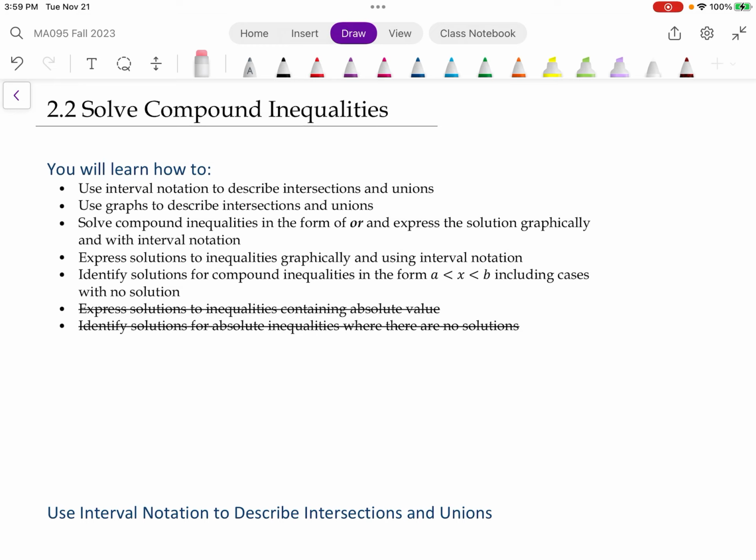As you can see from the list of things you're going to learn, there's a couple of things that are in the book that I am not going to cover. If you would like to learn them, you can learn them from the book. There will not be questions on the homework or the test about those topics.